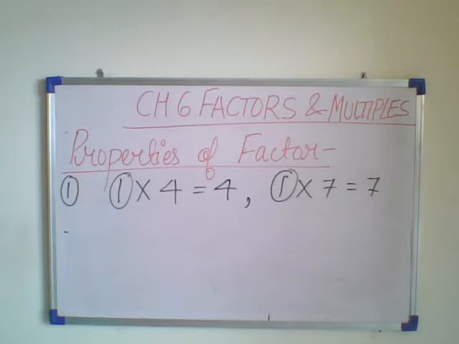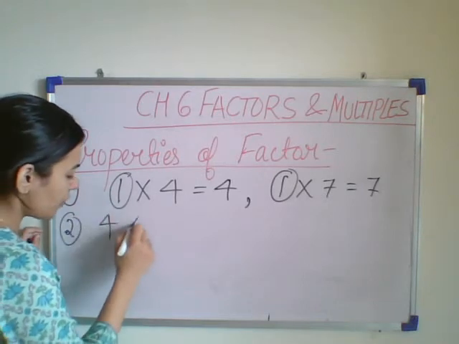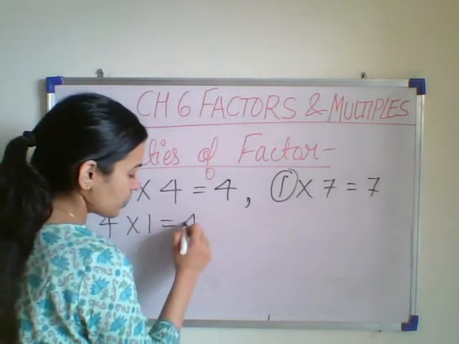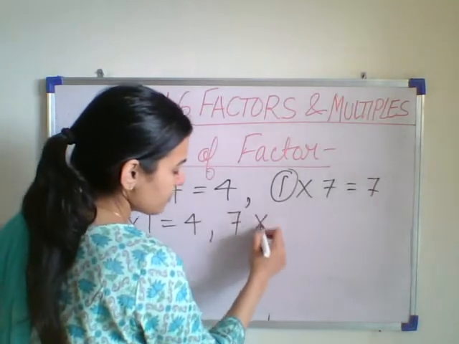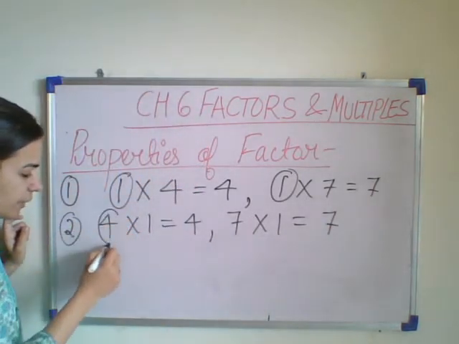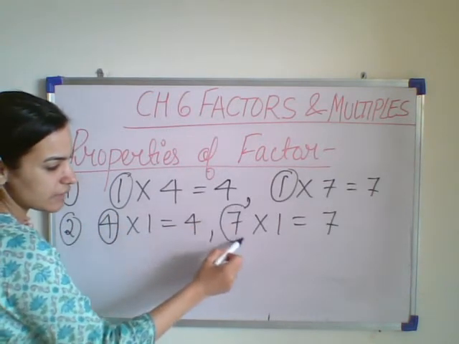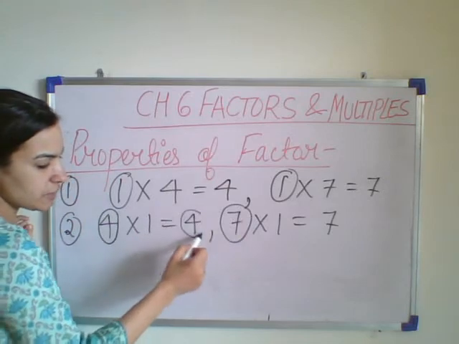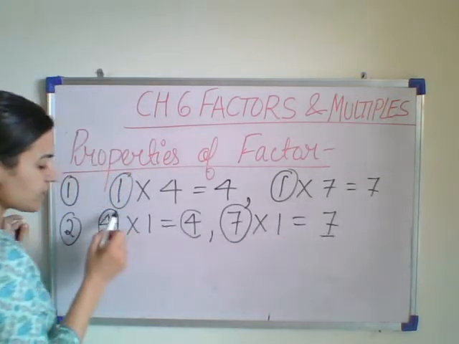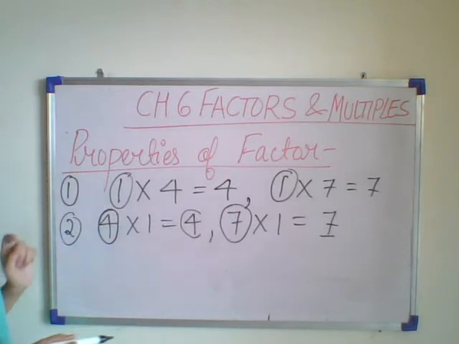Every natural number is its own greatest factor. Like 4 multiplied by 1 is equal to 4 and 7 multiplied by 1 is equal to 7. So the greatest factor of every natural number is the number itself. Here the number is 4, here it is 7. So you can see the greatest factor of a given natural number is the number itself.